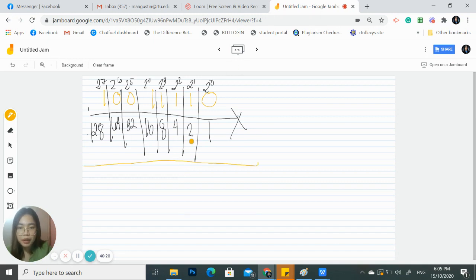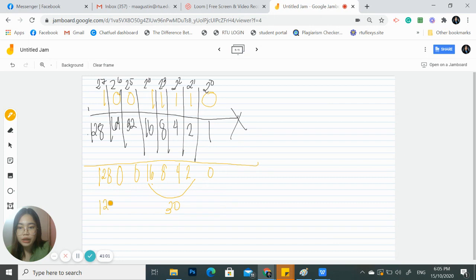Okay, isa-isahin lang natin. So we have 0. We have 1 times 2 is 2. 1 times 4 is 4. 1 times 8 is 8. 1 times 16 is 16. 0, 0, and 128. Let's add the following. So definitely when you add this, 20, 28, 30. Tama ba ako? 16 plus 4 is 20. Plus 8 is 28. Plus 2 is 30. So this one is 30.